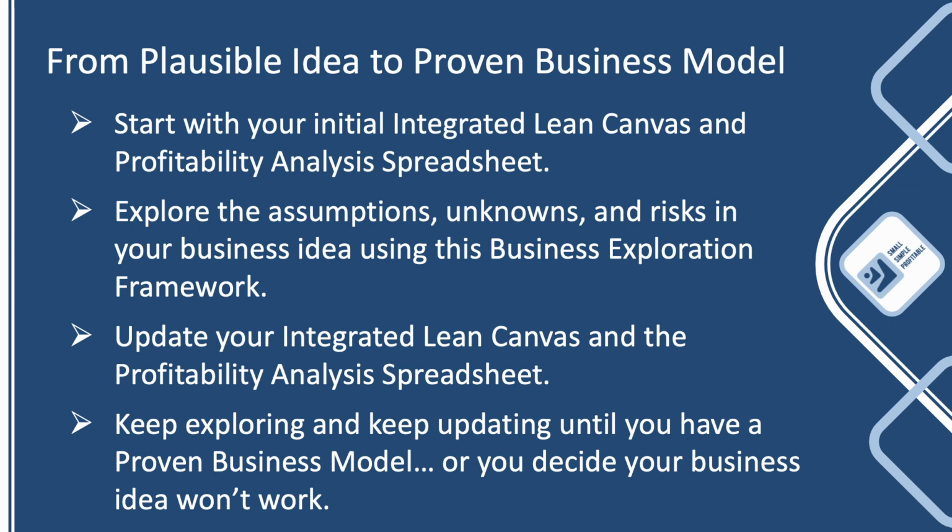To do this, start with the initial integrated lean canvas and initial profitability analysis spreadsheet, which you created in Steps 1 and 2 of this startup process. Next, explore the assumptions, unknowns, and risks in your business idea using the Business Exploration Framework. Then, use what you learned during these explorations to update both the integrated lean canvas and the profitability analysis spreadsheet. Finally, keep exploring and keep updating until you've developed a proven business model or you've decided your business idea won't work and can't be profitable.